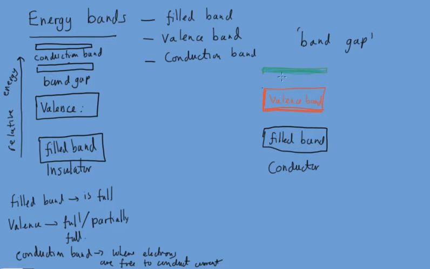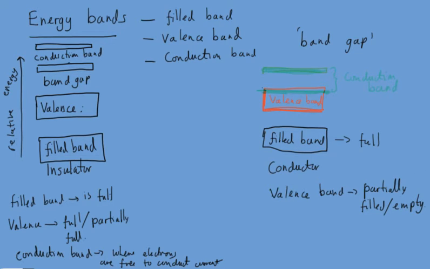And in a conductor, the conduction band and the valence band overlap. So here is our conduction band. The filled band is still full. So this is full. Our valence band can be partially full or it could be empty.